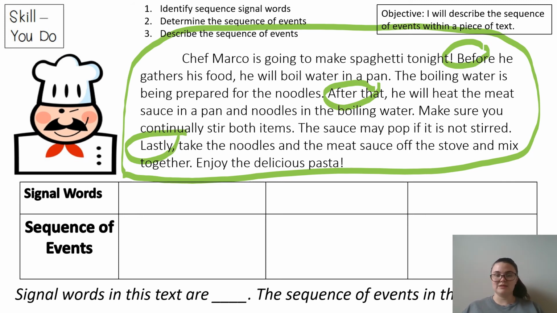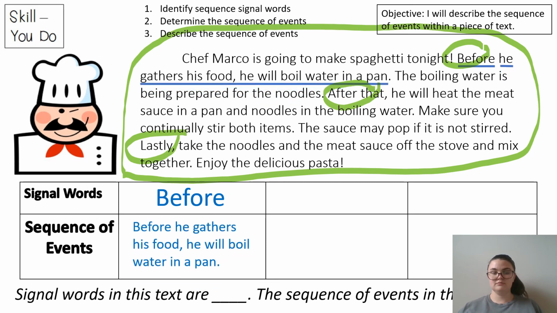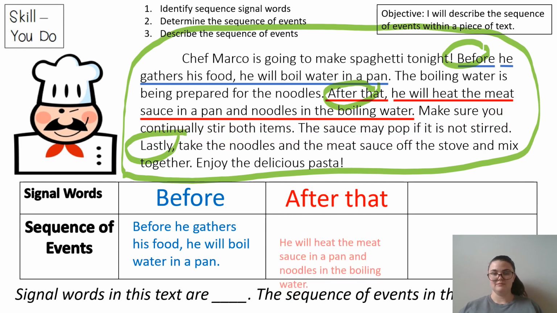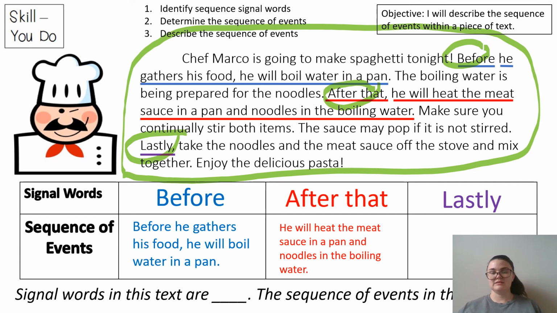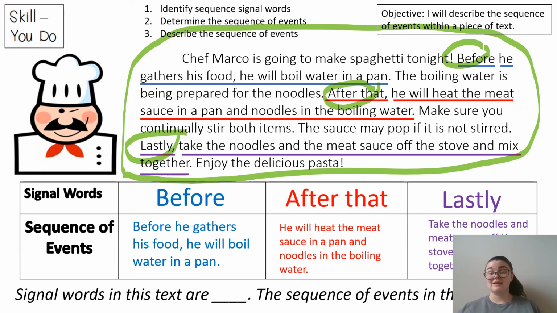Enjoy the delicious pasta. If you notice, while I was reading, I circled those transition words or those signal words. I circled before, after that, and lastly. These are the order in which those things happened when our chef was making the food. So, before, he gathered his food and he boiled water. After that, he heated the meat sauce and the noodles. And then lastly, he took the meat sauce off the stove and he mixed them all together. These are the steps in order that he used to make that pasta for us.